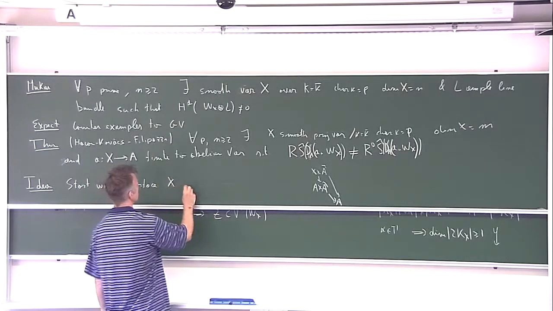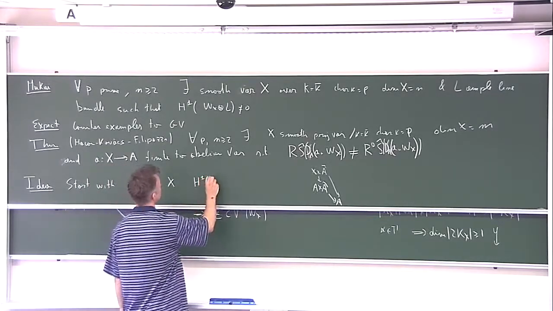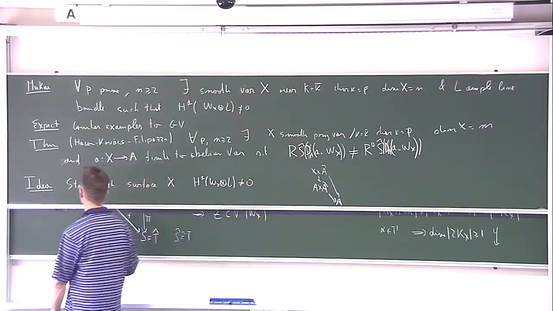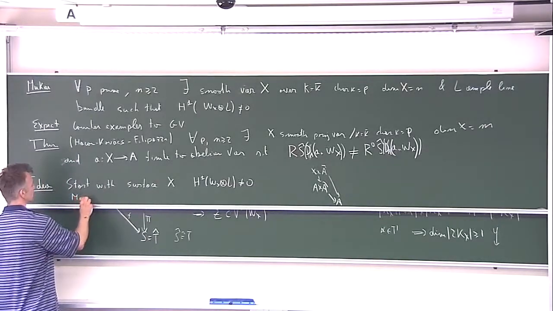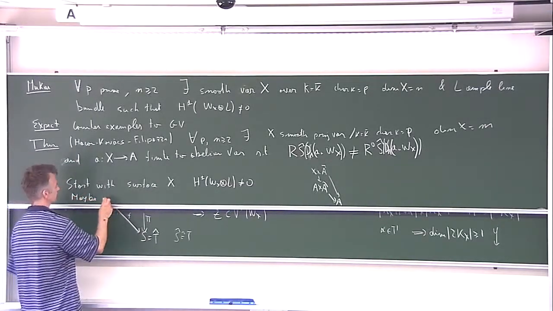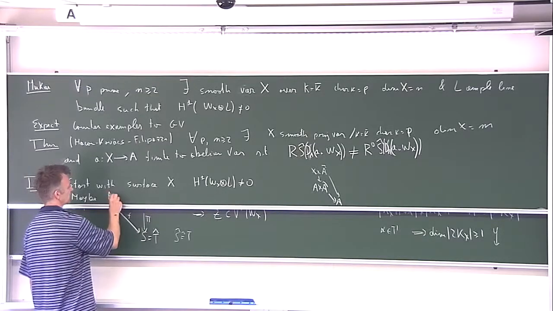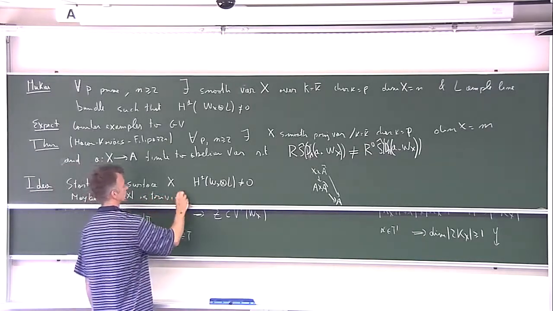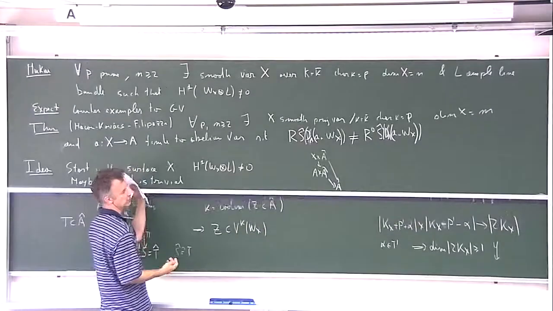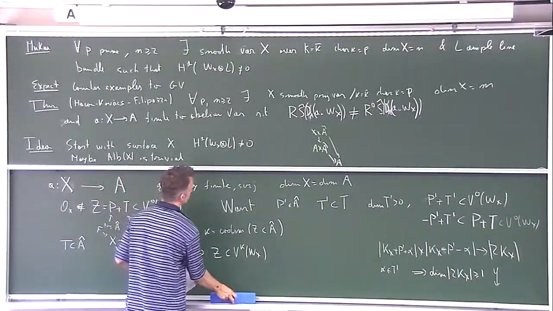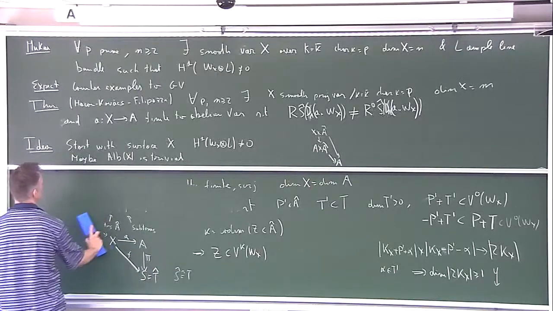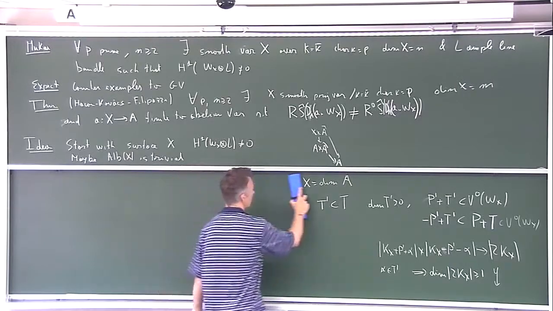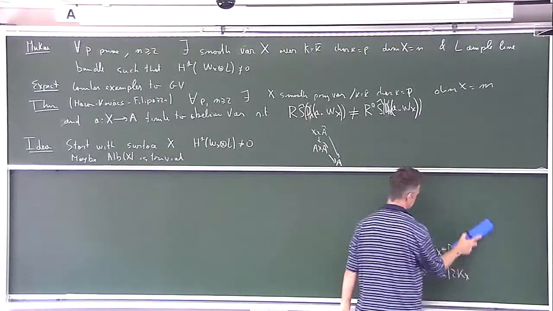So X and an ample line bundle such that H1 of omega X tensor L is not 0. And you immediately have a problem: maybe the Albanese variety of X is trivial, and so there is no interesting question about generic vanishing to worry about. Okay, so what we want to do is take an example with trivial Albanese variety, and modify it to have non-trivial Albanese variety.